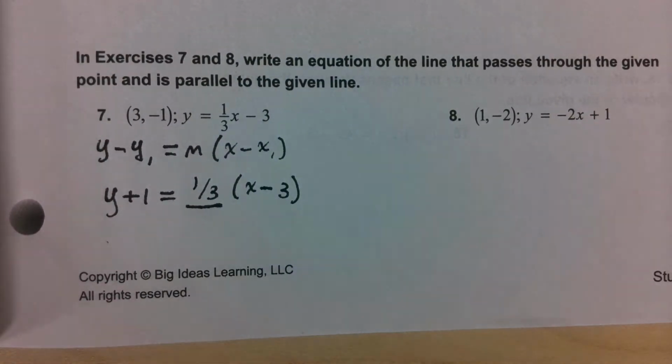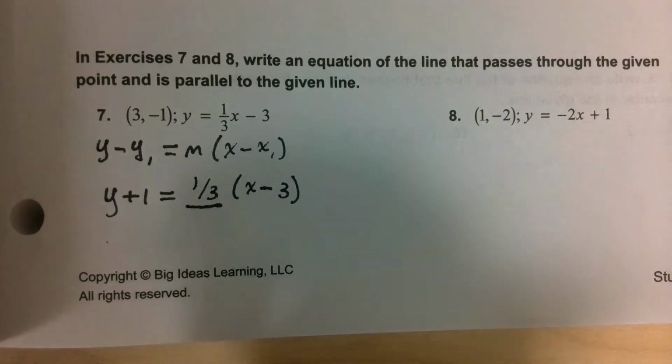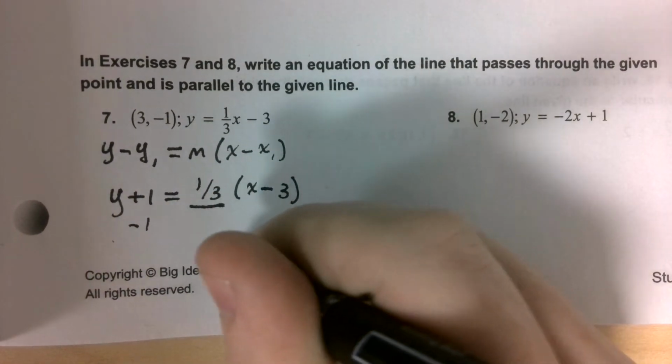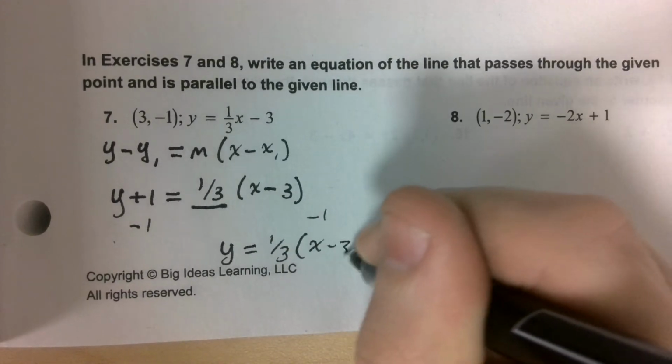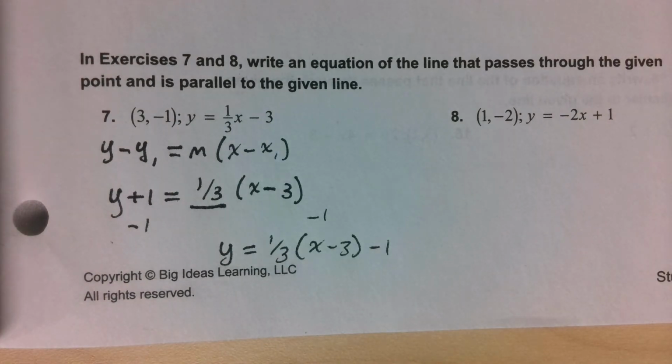That's our point-slope form equation. Can we simplify this into slope-intercept form? To do so, we want to get y by itself by subtracting 1 from both sides. So we have y equals 1/3, then the quantity x minus 3, minus 1. But we don't want to have our x in parentheses. We want to get rid of the parentheses. How can we do that?